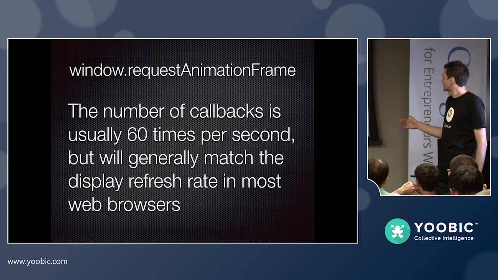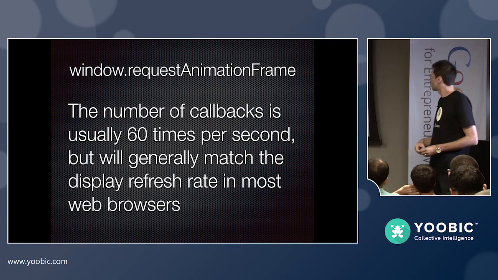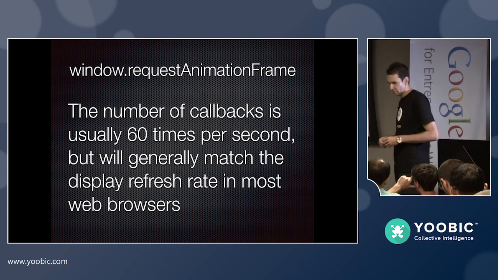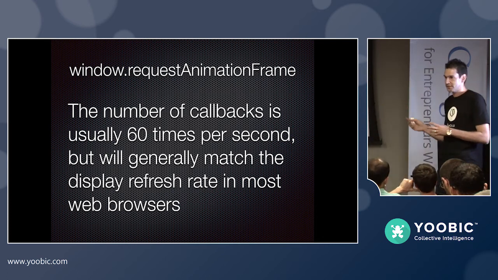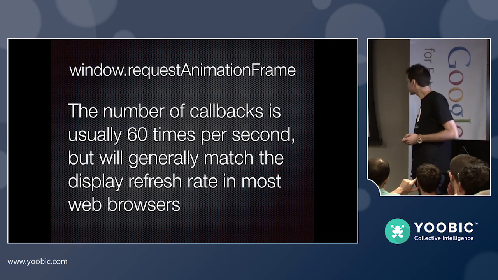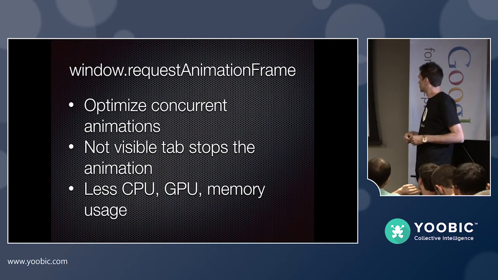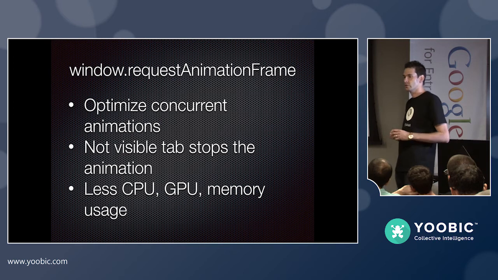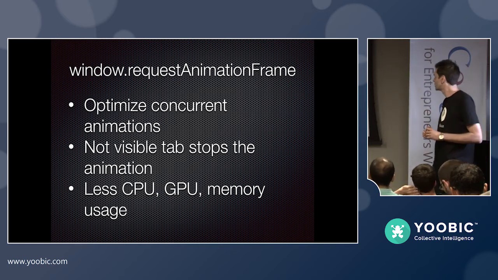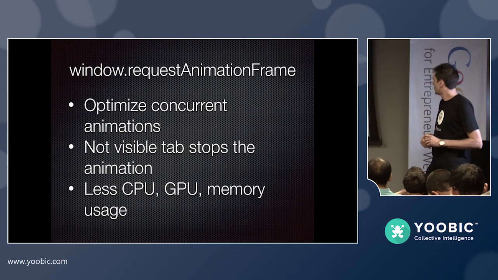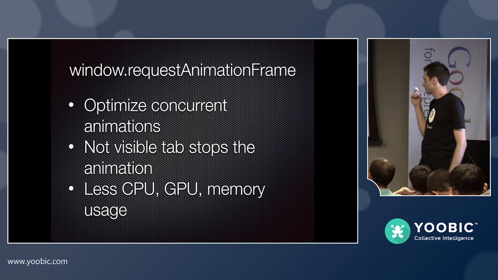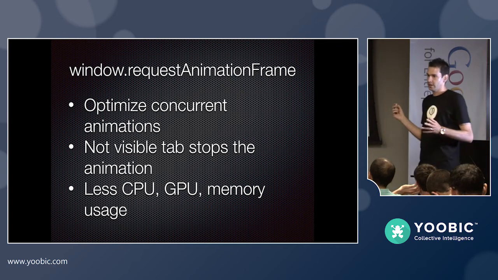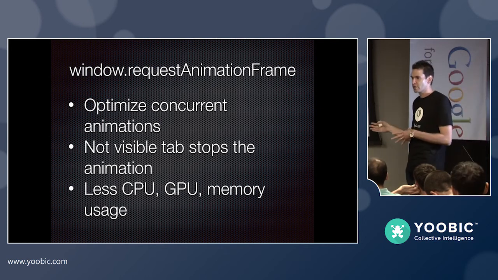And the number of the callbacks which is called is usually 60 times per second, but it will generally match your display refresh rate. So that's the number 60 that you saw before. And a long time ago, if you wanted to do animation, you would probably use timeout or some other JavaScript techniques. But request animation frame is a browser function, and it's available in all the normal browsers.